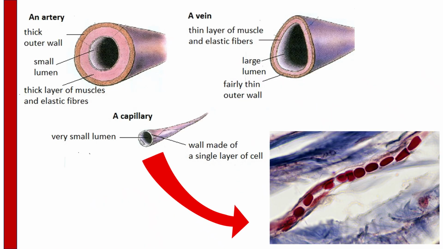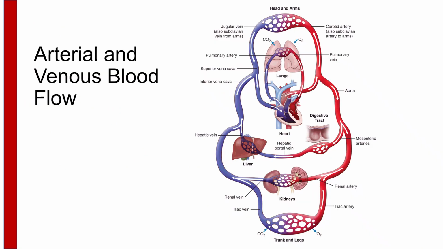This slide just shows another picture of an artery versus a vein, and it also shows you an example of what a capillary looks like under the microscope. Another picture from your textbook that depicts arterial and venous blood flow. You can see where they meet. That is capillaries, capillary bed.